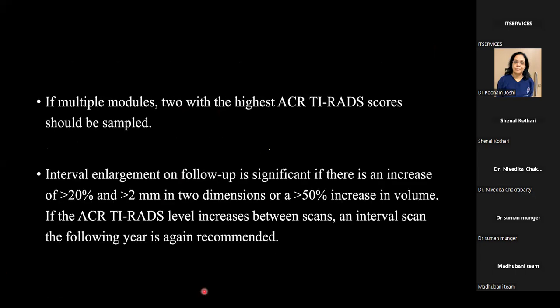Okay. Now, there can be scenarios when you have multiple nodules. So the two with the highest ACR TIRADS score should be sampled. Now, we are following up a nodule based on the ACR recommendations. So when are we going to call it significant enlargement? Interval enlargement on follow-up is significant if there's an increase of more than 20% and 2 millimeters in 2 dimensions, or a more than 50% increase in volume. If the ACR TIRADS level increases between the scan and the interval scan, follow-up the following year is again recommended.